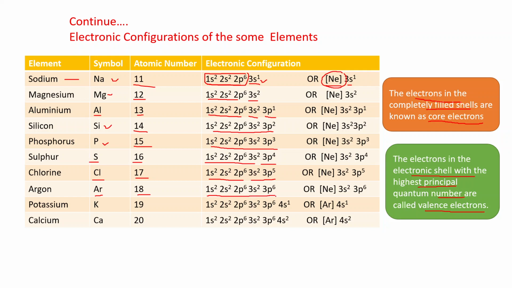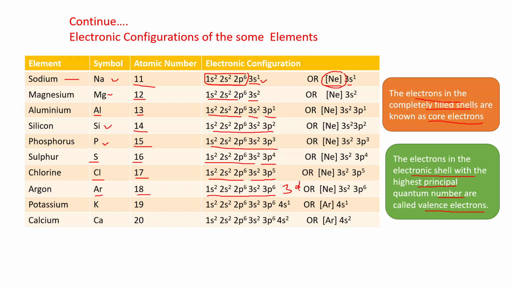Okay. Now again we can ask: for the next electron, in which subshell will it go? As we have studied, in the third shell the 3d subshell is also present.